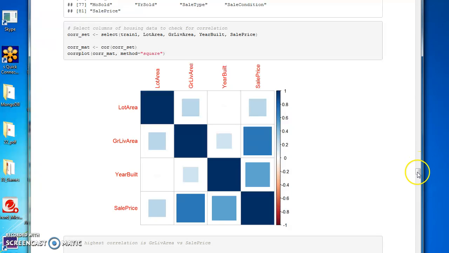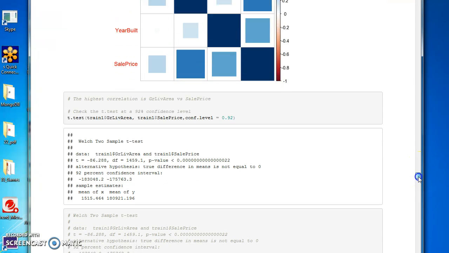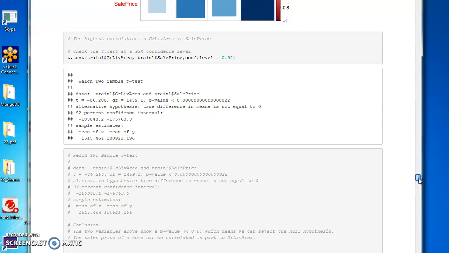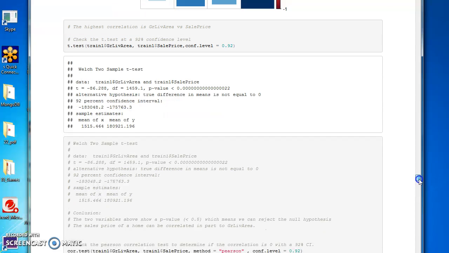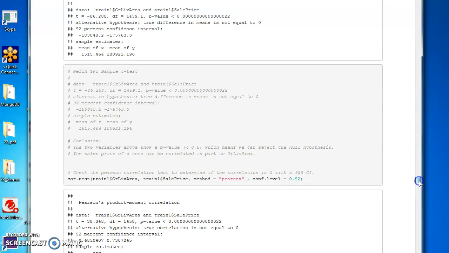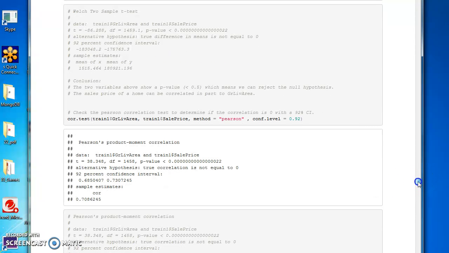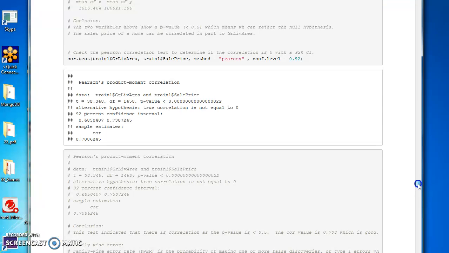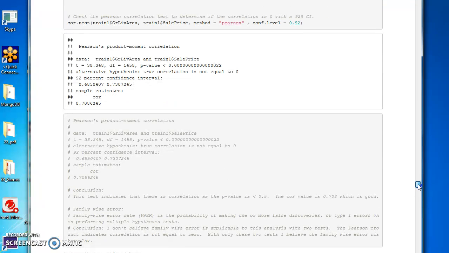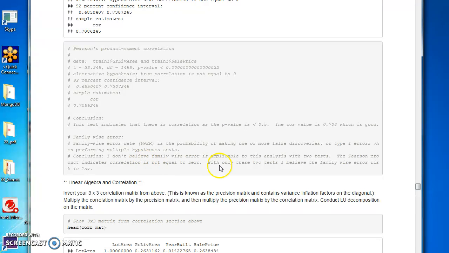And so I took a look at the correlations, and when you correlate with the t-test, the p-value is small again, and the sales price can be correlated to the living area. And this is the product moment correlation, and it shows that the correlation is not equal to 0, so that they do correlate as well.